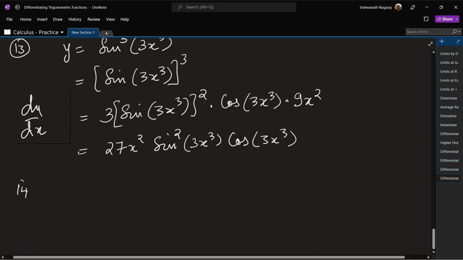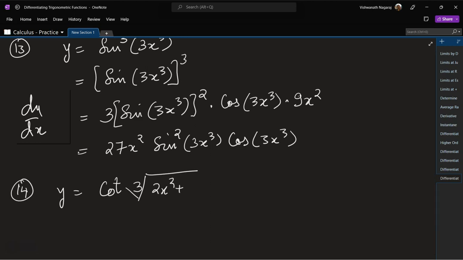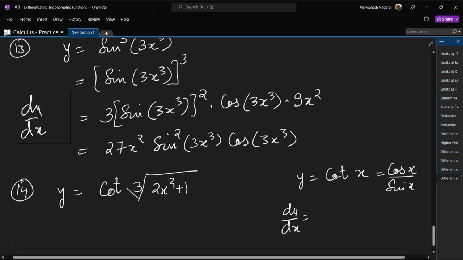Okay, 14th one. Y is equal to cot of cube root of 2x square plus 1. Again, we are encountering cot for the first time. So let's find the derivative of the simple cot x, which can be written as cos x by sin x. So the derivative we will try to find by using the quotient rule.